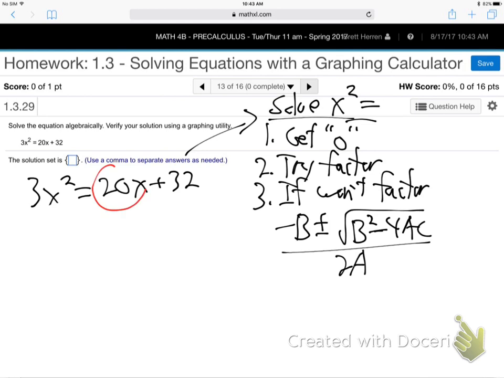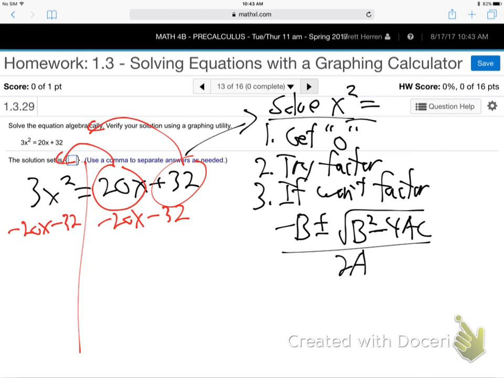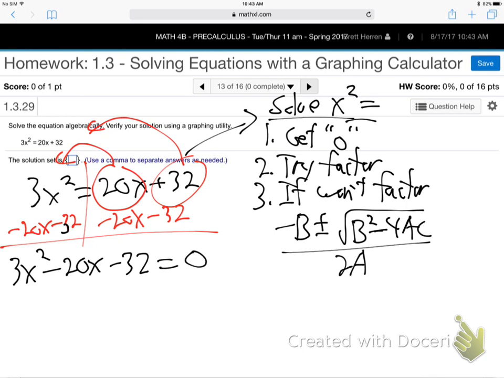All right, let's do it. So I got to get a 0, so I'm going to grab this 20x and jump it to the other side, and grab this 32 and jump it to the other side. What happens when things jump over the equal sign? Switches signs, right? Because really I'm just subtracting 20x and subtracting 32 from both sides. But to save time, from now on, I'm just going to jump them and say, hey, they switch signs. That's what happens. So then we get 3x squared minus 20x minus 32 equals 0.